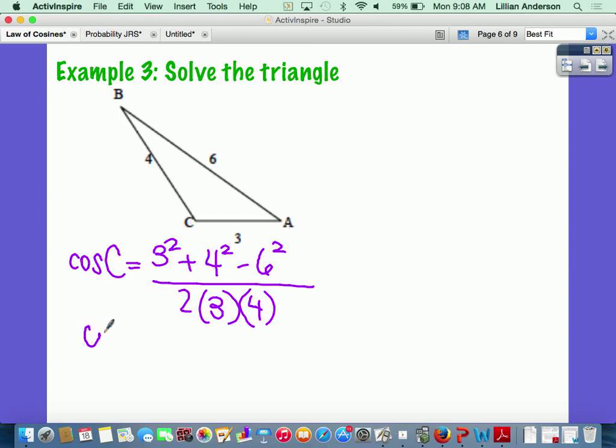We gotta go into our calculator. Let's just double check, make sure everyone can get this correct number, okay? So let's type it in.